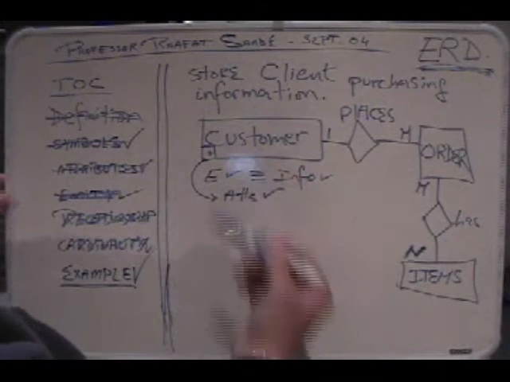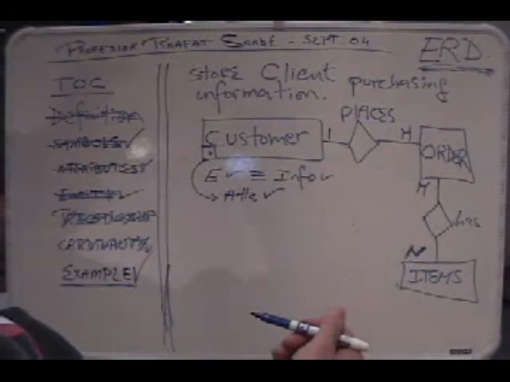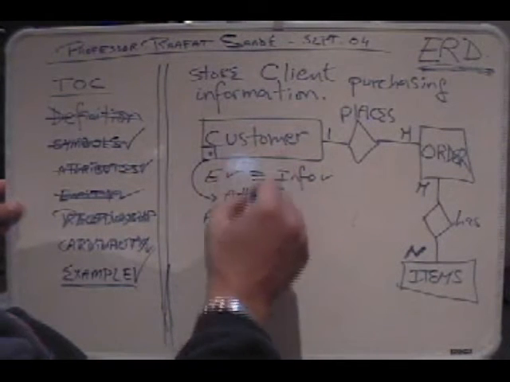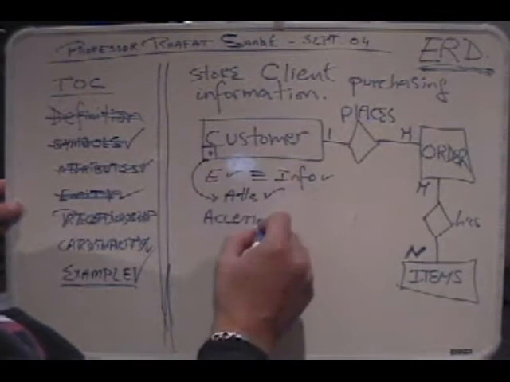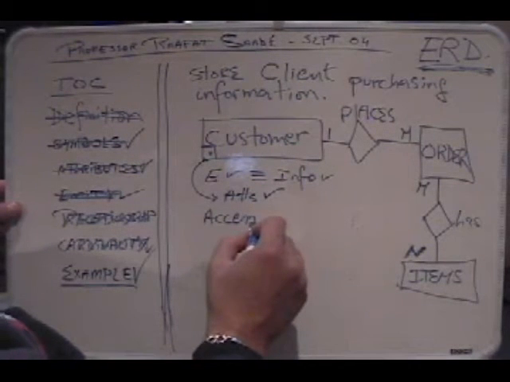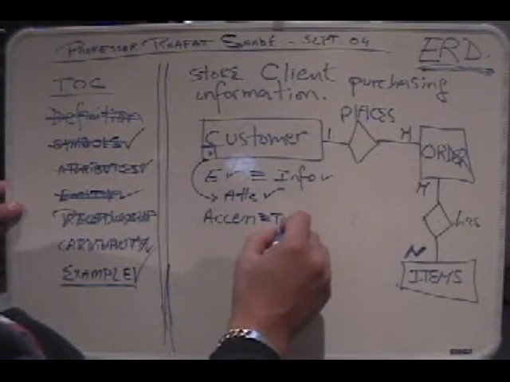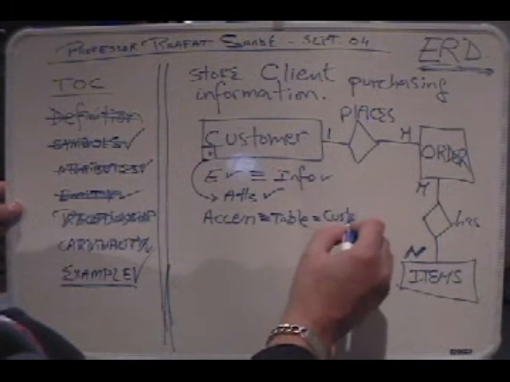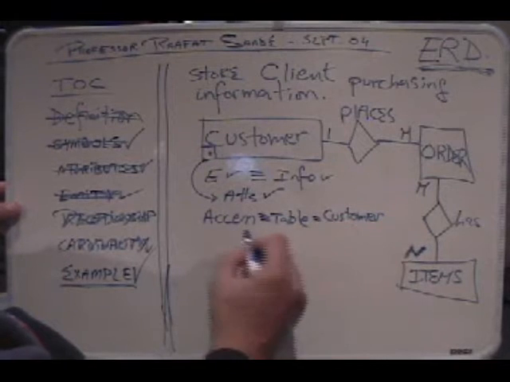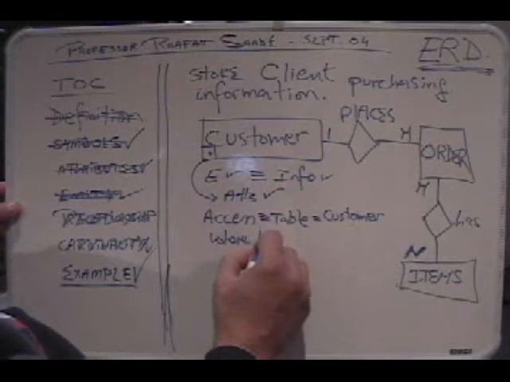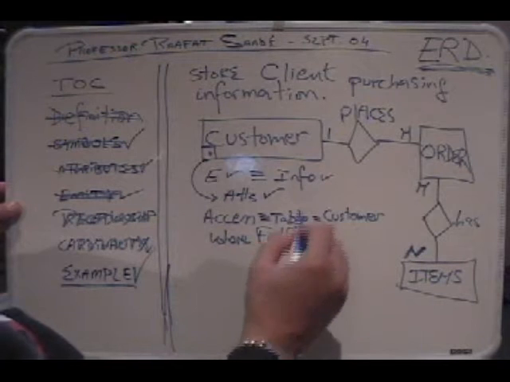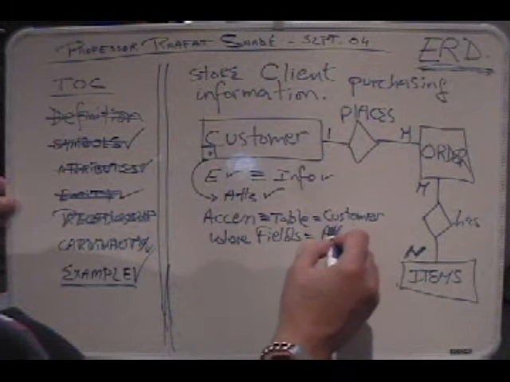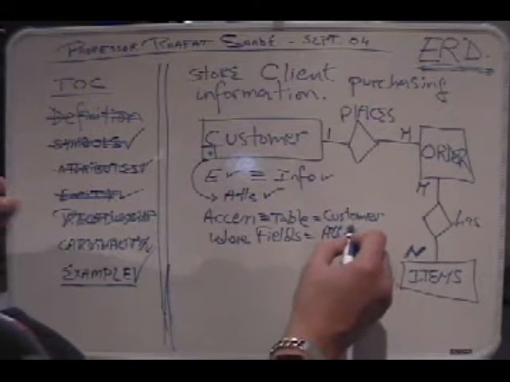And if you look at the table itself in Access, let's think about Access. Access, to represent that entity, will have to create a table called customer, where the fields in that table in Access are equal to the attributes in that entity.